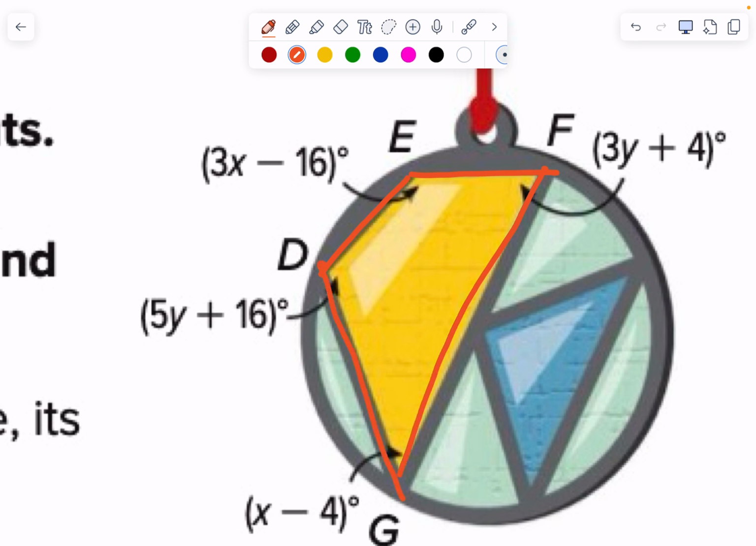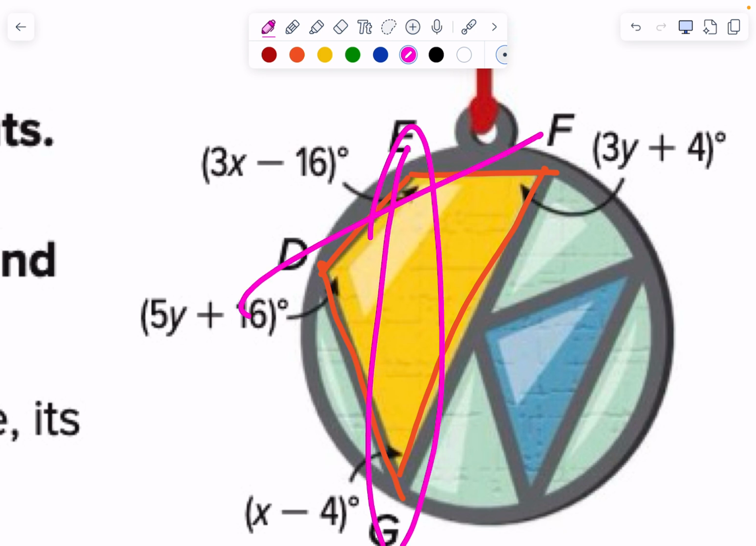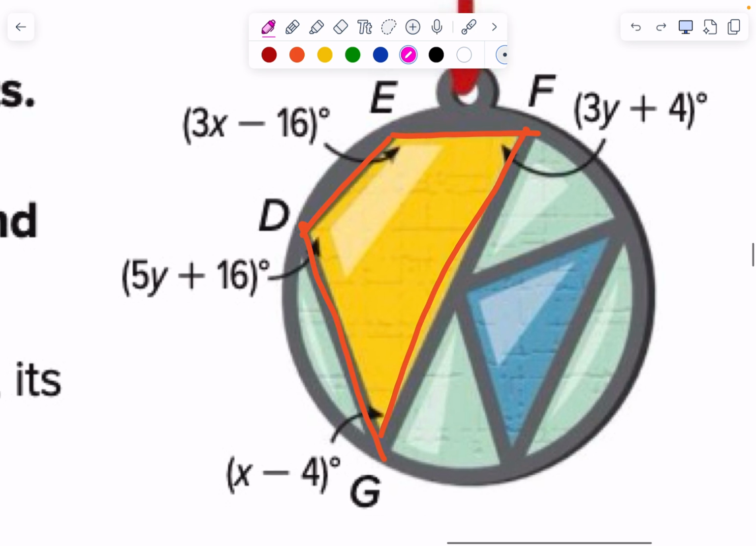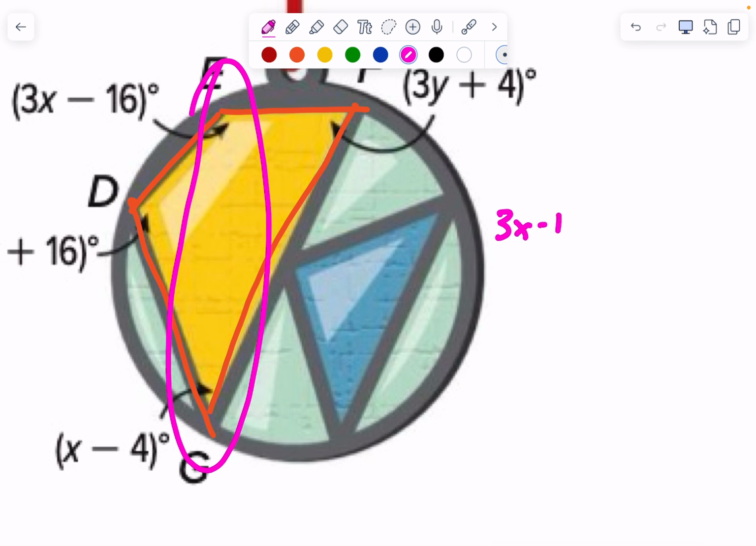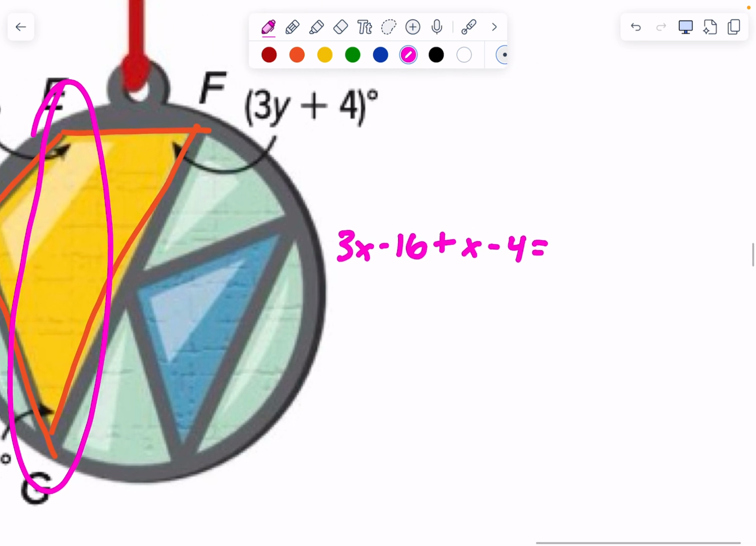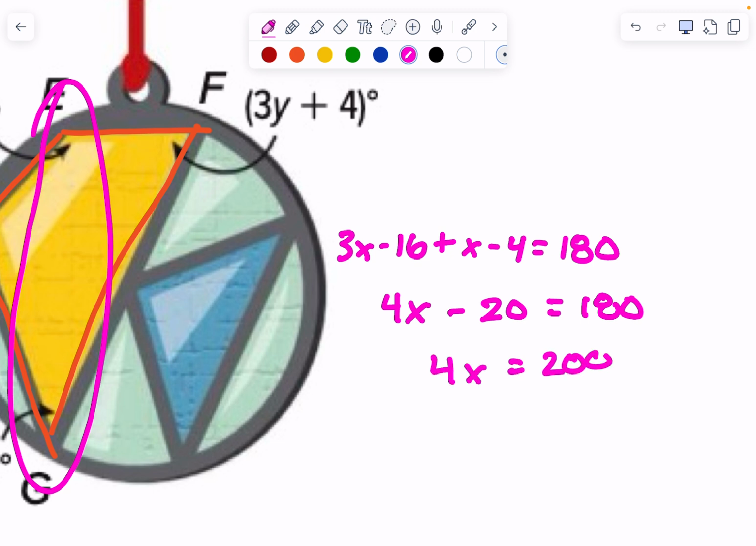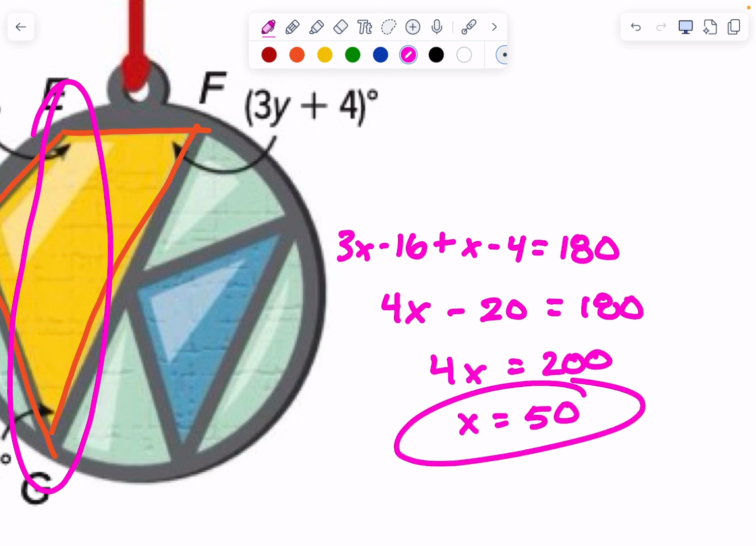What do we know about four-sided figures? The opposite ones are supplementary, not equal. So these two add up to be 180 and these two add up to be 180, which is nice because the x's and y's are opposite each other. So let's do the x's first. These two add up to be 180: 3x minus 16 plus x minus 4 equals 180. 4x minus 20 equals 180.